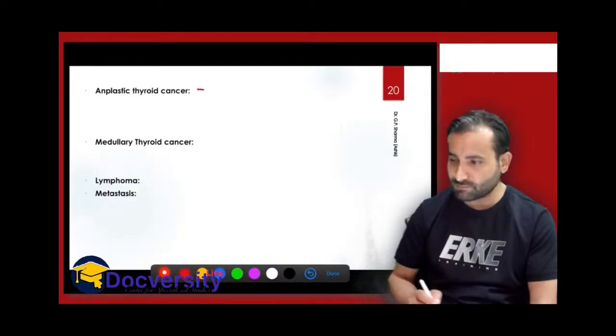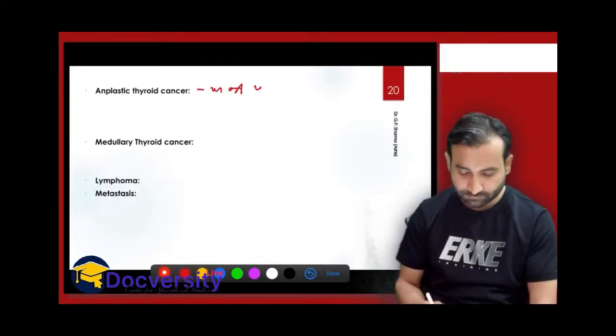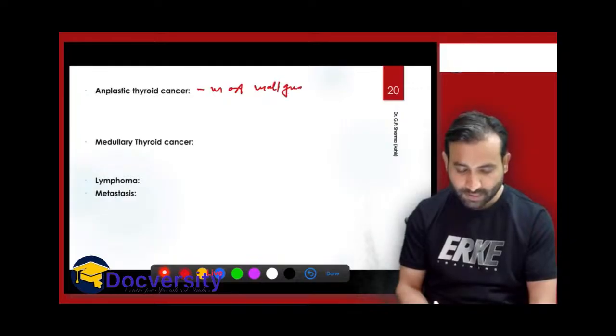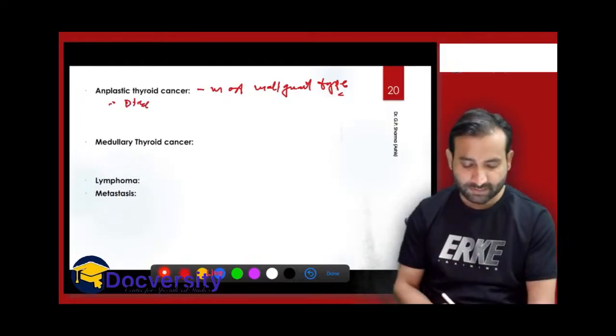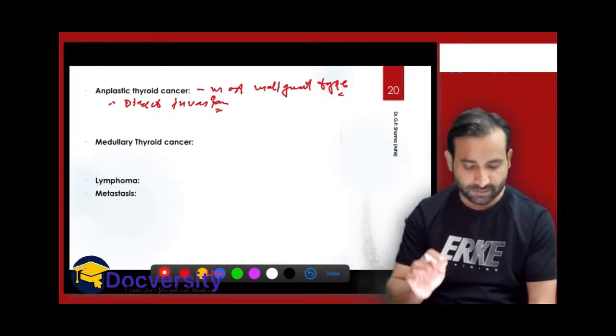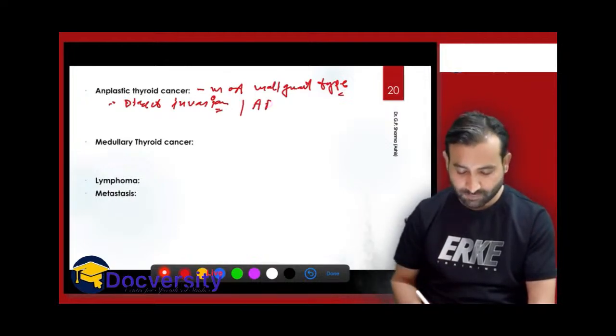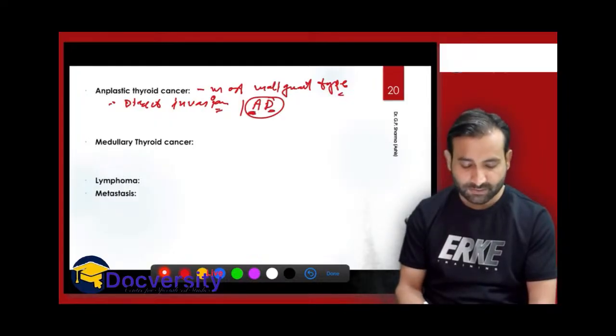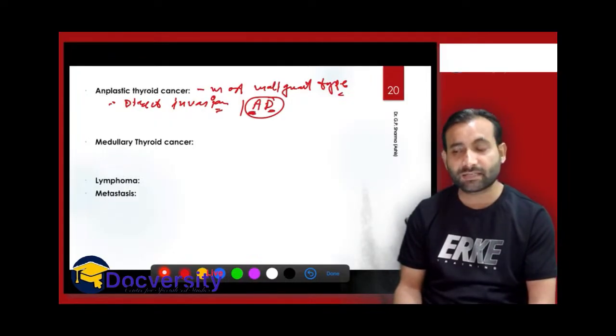Anaplastic type is the most malignant type, and it has a direct invasion. Direct invasion is the route of metastasis. That means, how will you remember this one? Autosomal dominant, AT, okay? That means anaplastic thyroid cancer has a direct invasion.